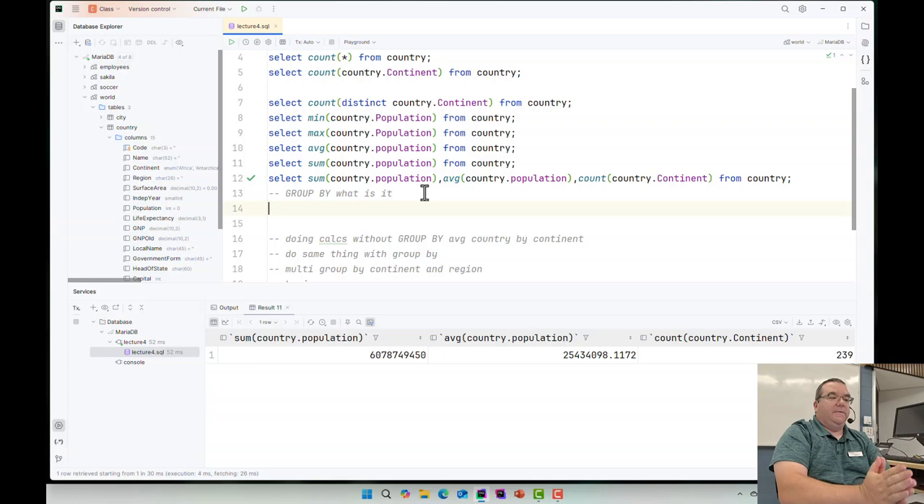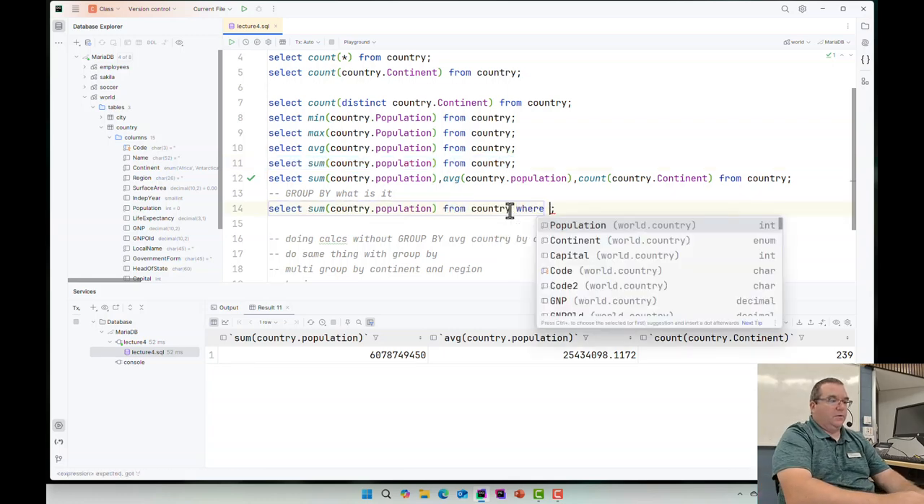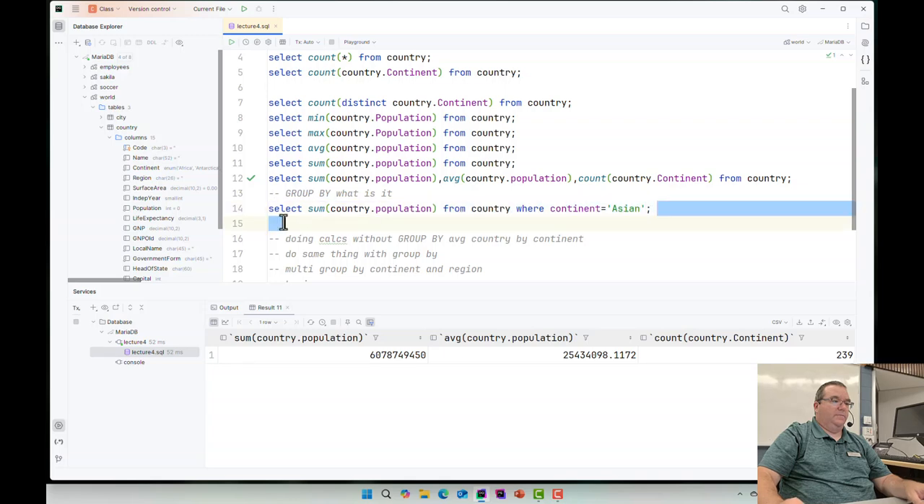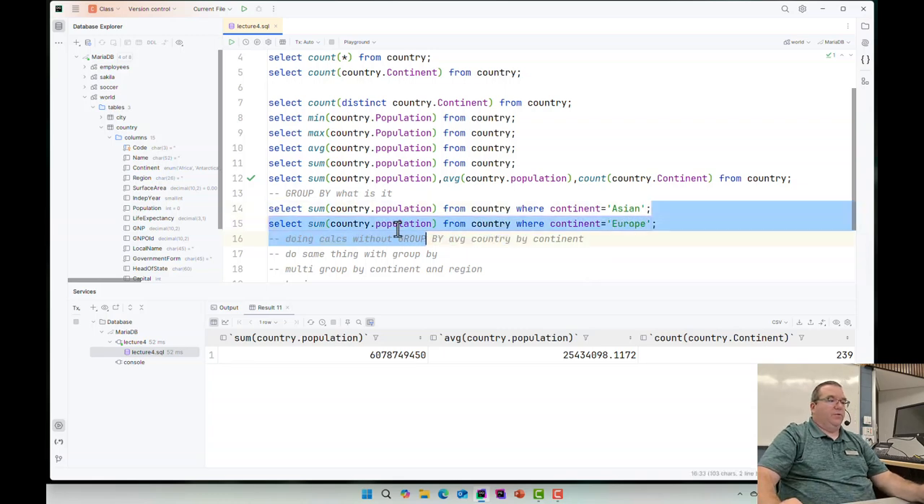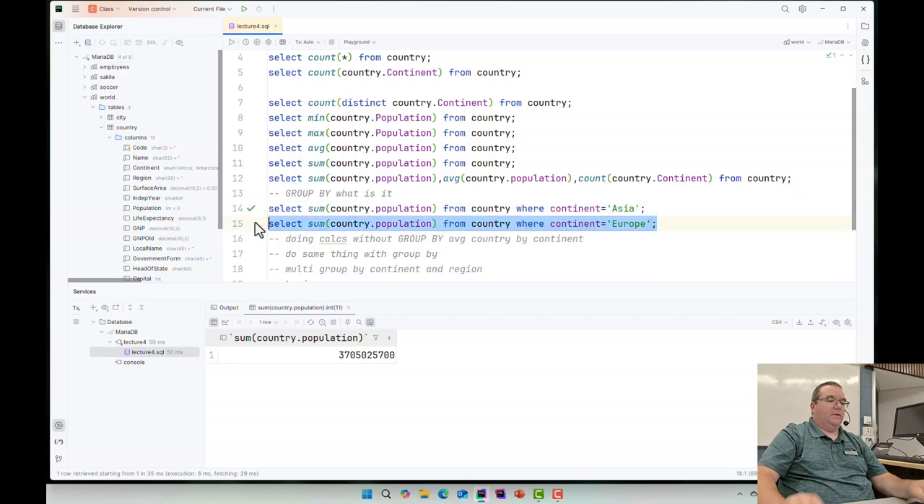So group by allows you to create bins. For example, let's say I want to know the population for countries where the continent is equal to Asia, and Europe. So if I run this one, there's the population of Asia. There's the population of Europe. And if we want to do the other five continents, we actually have to write out all five.